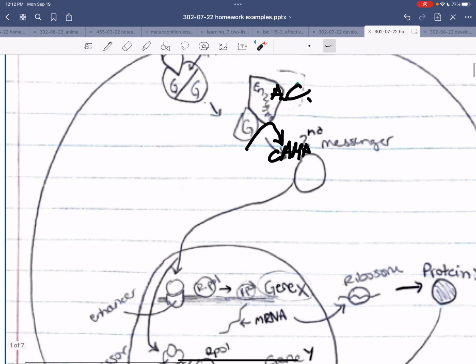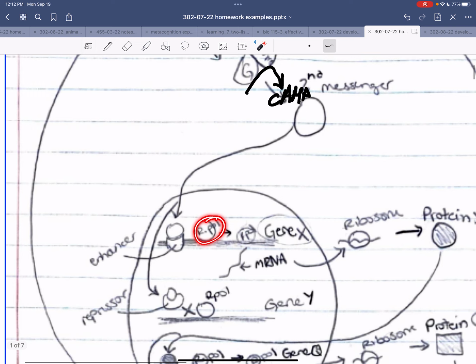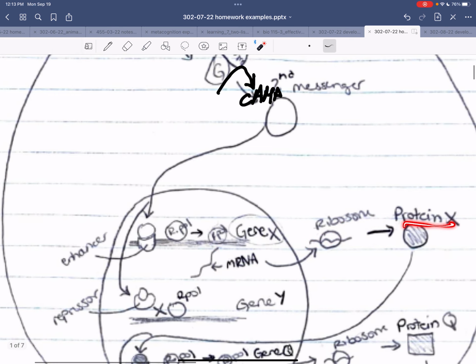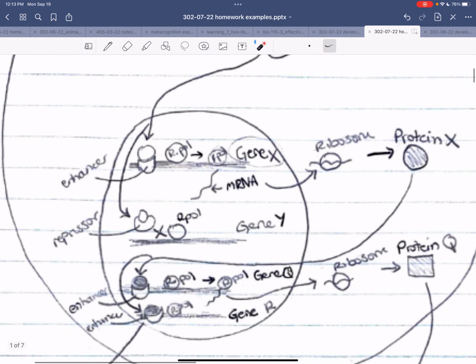Here it is. And allowing RNA polymerase to bind, we get messenger RNA from gene X. So this is gene X, coding region, and regulatory region. So the messenger RNA you get from gene X is messenger RNA for X, which goes through a ribosome. Protein comes out of that ribosome, and that is protein X. Protein X is another transcription factor.